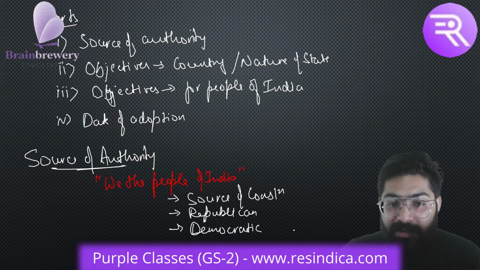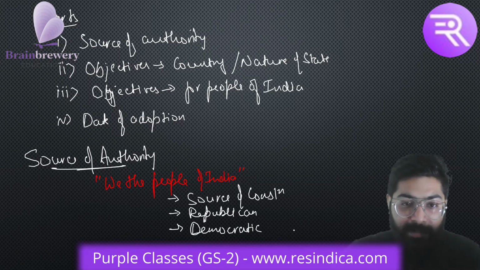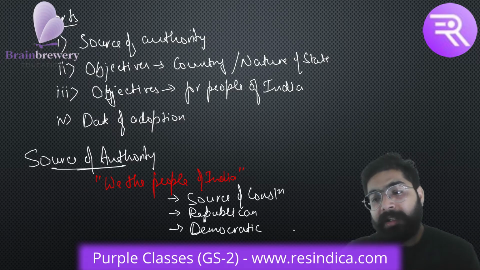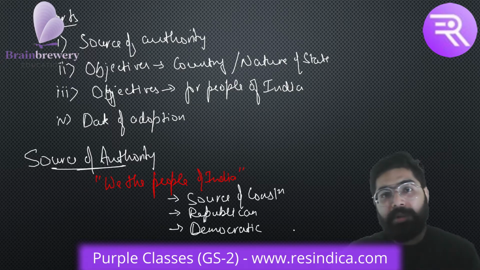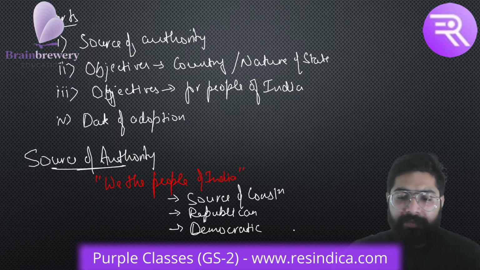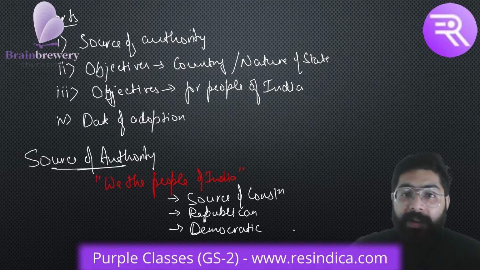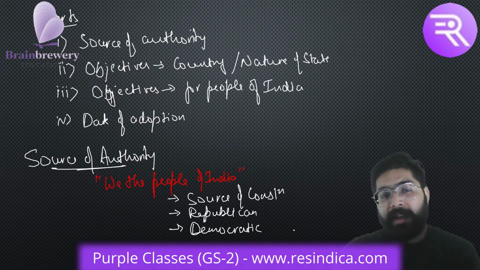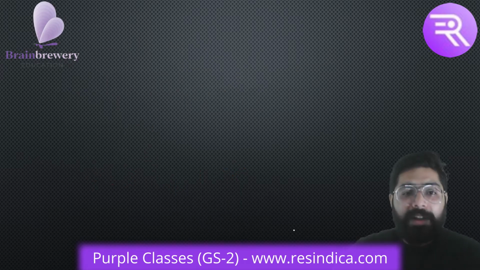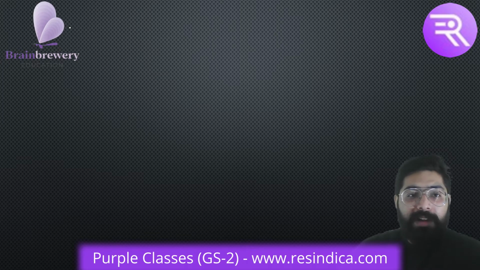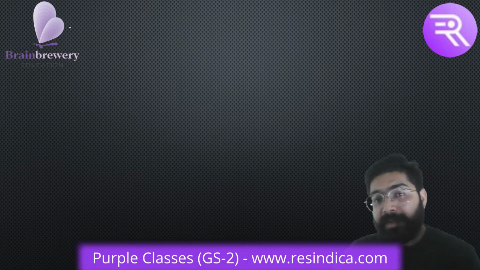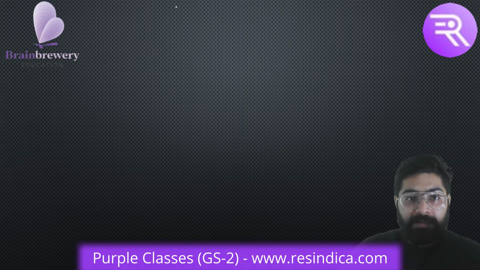So it also mentions the republican nature. It also specifies the democratic character of the country, of the constitution. Obviously, if the constitution mentions our country to be democratic, then the country needs to be democratic, because we are a constitutionally supreme country. We have a constitutional supremacy here. Now, what can the impact be of this we the people of India? How does this part of the preamble have an impact?